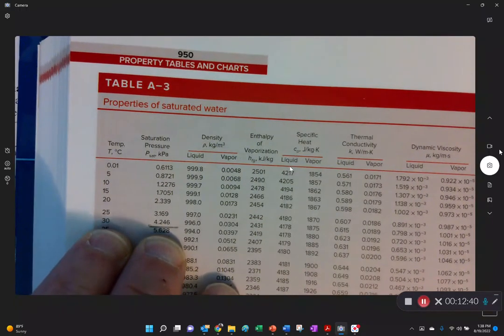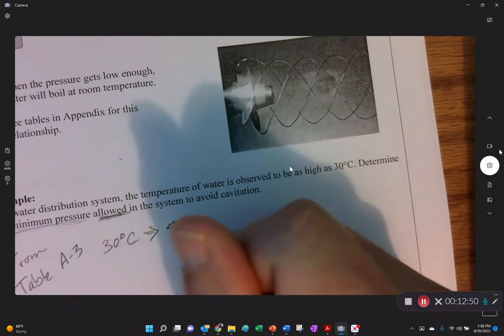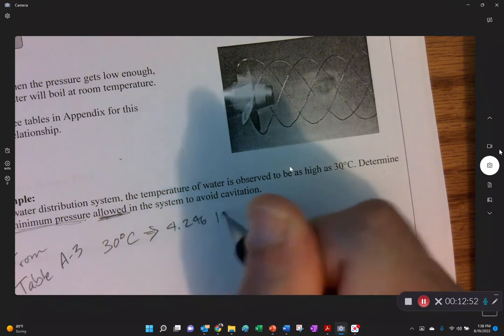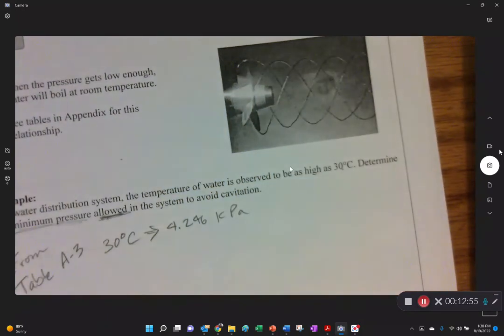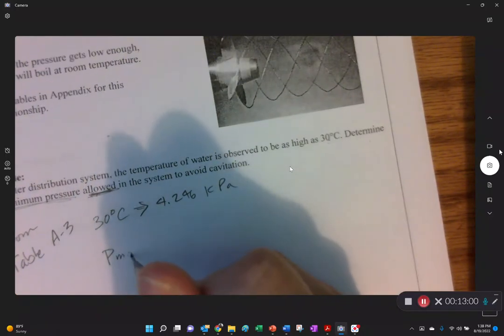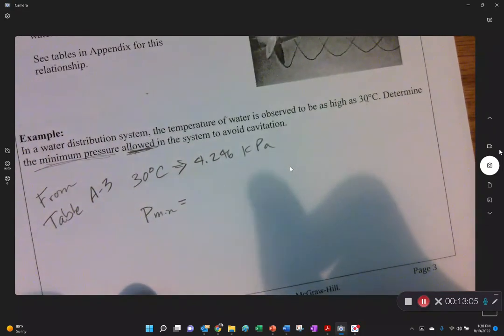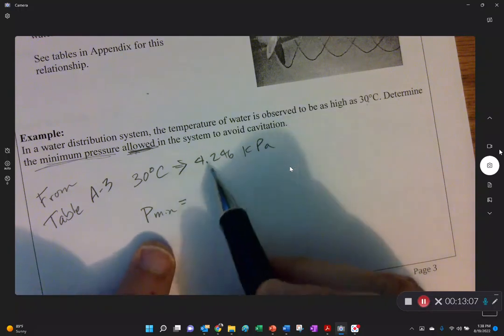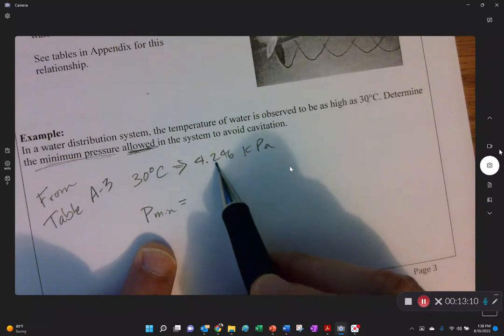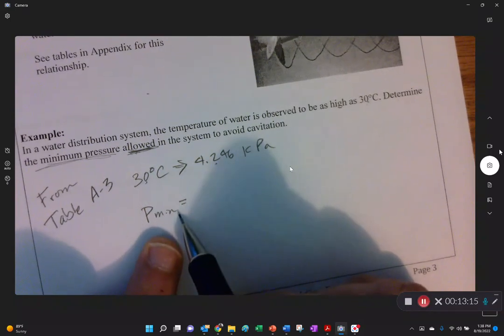So for 30 degrees Celsius, it's 4.246 kilopascals. So we'll write that down. I would get 4.246 kilopascals. But we want to go P minimum. This would be the minimum pressure we're allowed to get it into. What we really need to do is we want to have this be a larger value so that it doesn't cause cavitation, to avoid cavitation.